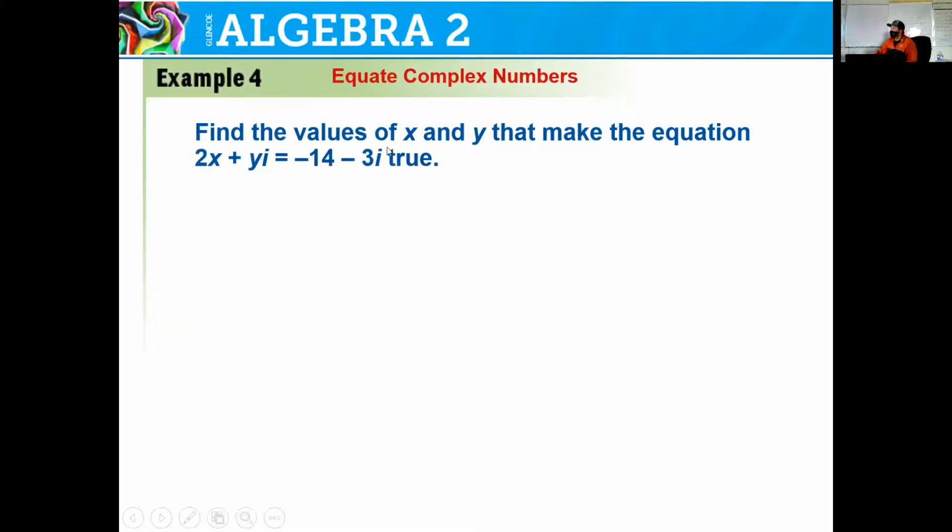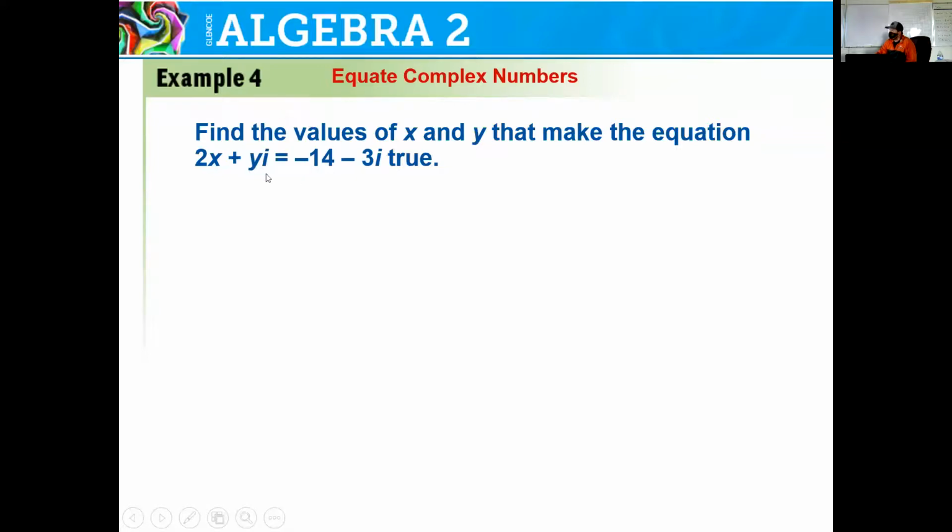Okay, so find the values of x and y that make the equation true. What we're going to do here is first, we want to match our real parts and set them equal to each other. Okay, so my real part here is 2x. Real part is -14. So 2 and x have to multiply together to be -14.